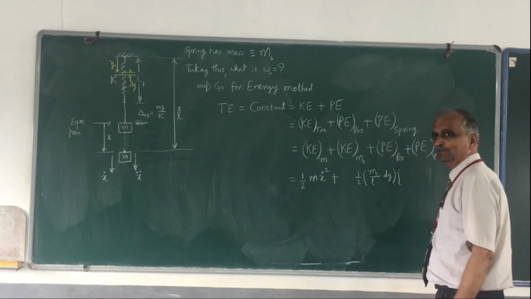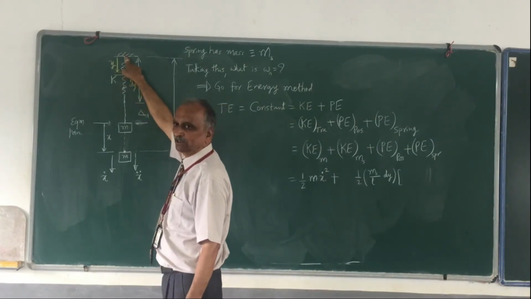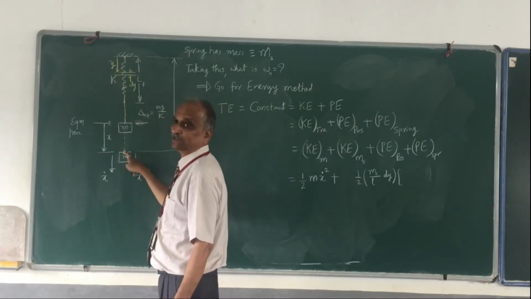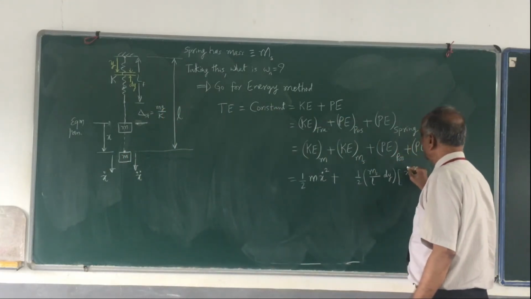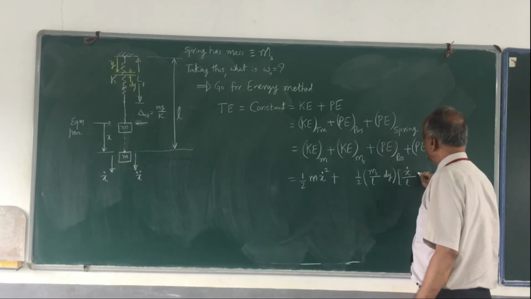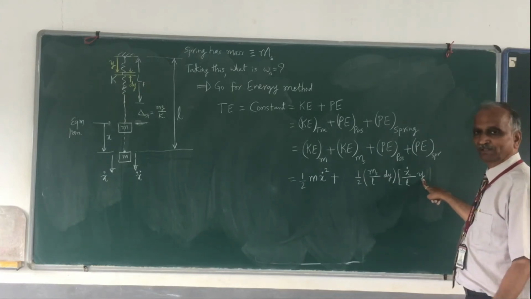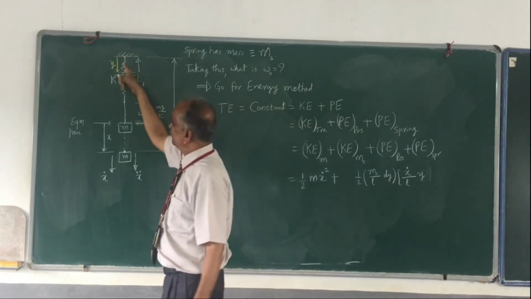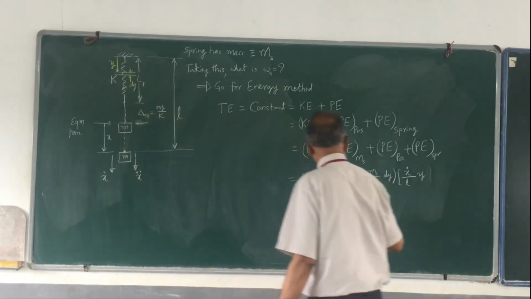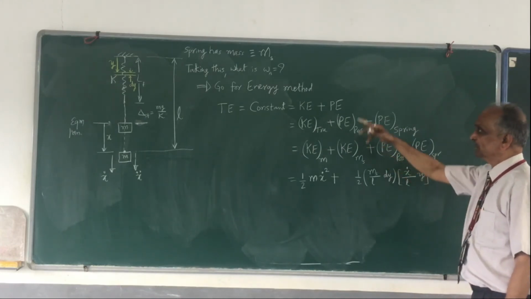What is the velocity of that element? The velocity here is 0. The velocity here is x dot. Can I write it like this: x dot divided by L into y? If y is 0, what is the velocity? The velocity is 0. If y is L, where are you? You are here. If y is L, the velocity is x dot. So therefore, this is the velocity of that small element.